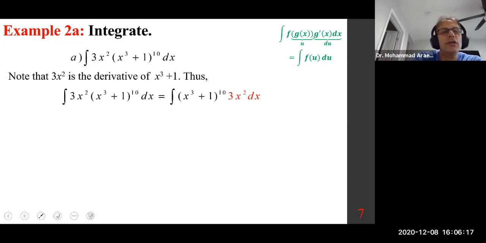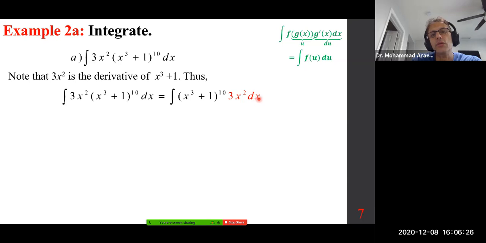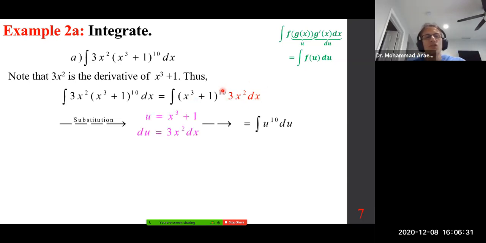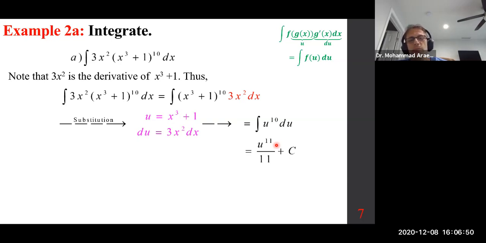Again, I'm moving 3x squared next to dx. It's really a good practice to do that so your reader can clearly see which one is u, which one is du. This whole thing is du, and this is u to the power of 10. So with the proper substitution, u being x cubed plus 1, du being 3x squared dx, pretty much now we have the power rule. This is 1 over 11 u to the power of 11. And don't forget the constant. And replace the u, and you're done.